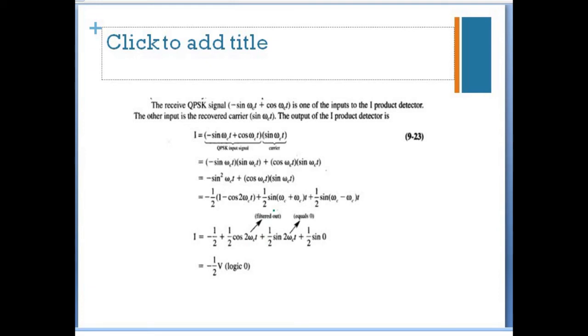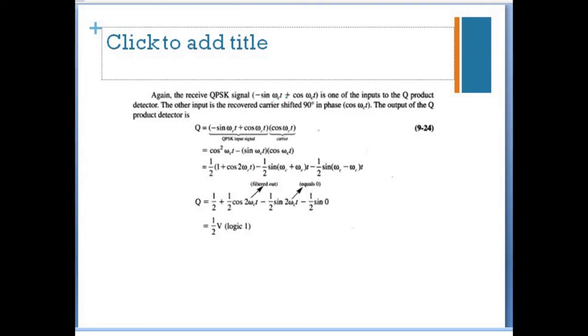Then it is going to the low pass filter. It will block the high frequency more than omega c. Then it is going to the level converter to convert polar value to unipolar. It is a logical value. If we have plus 1 by 2, we have logical 0.